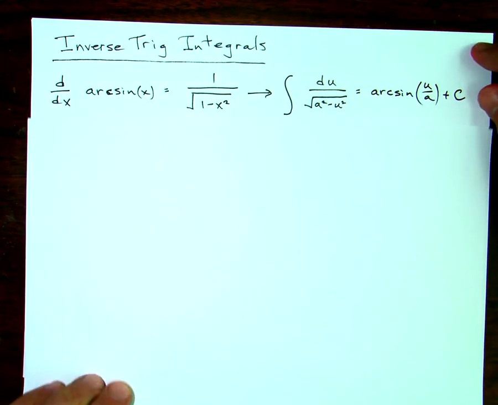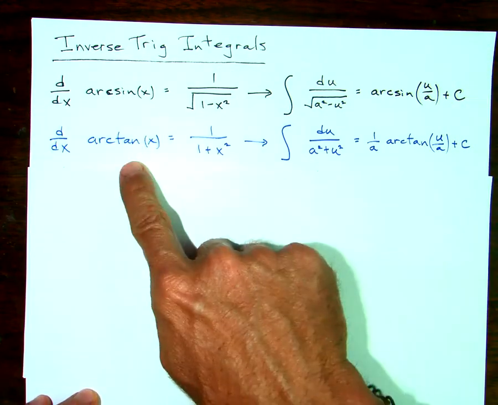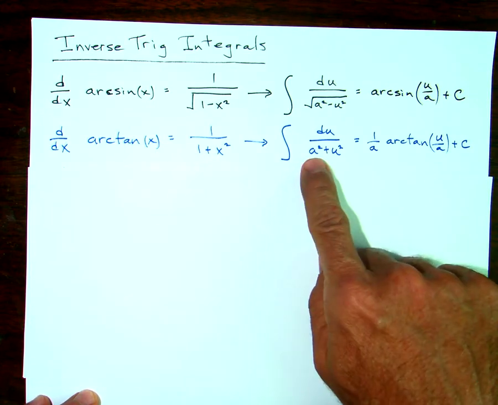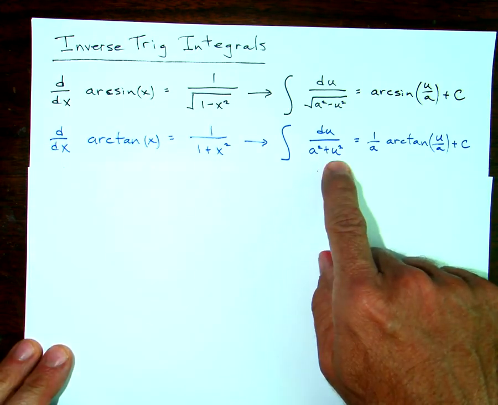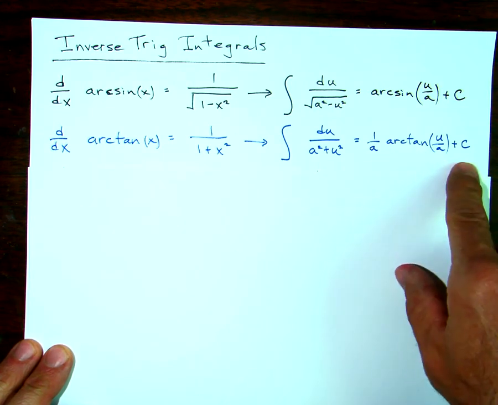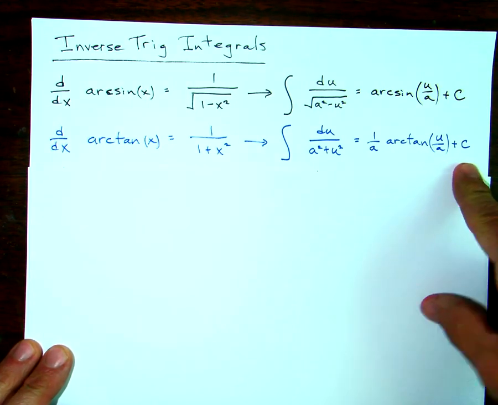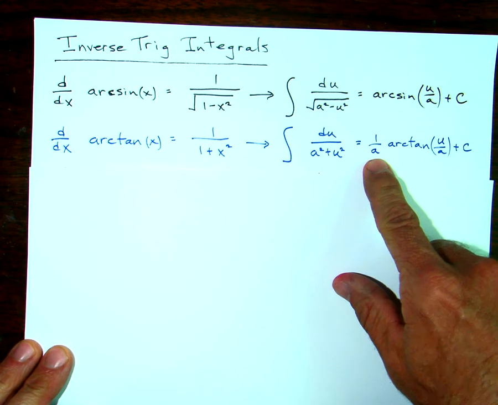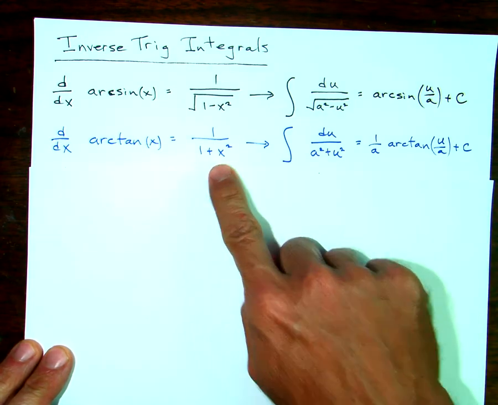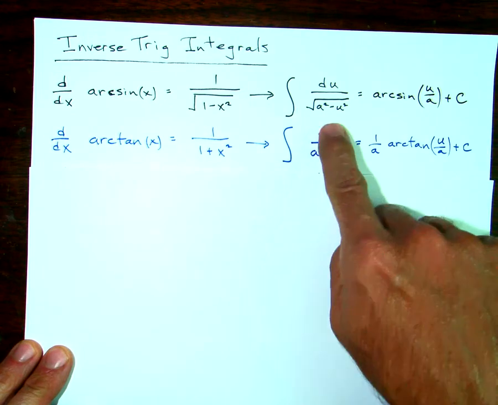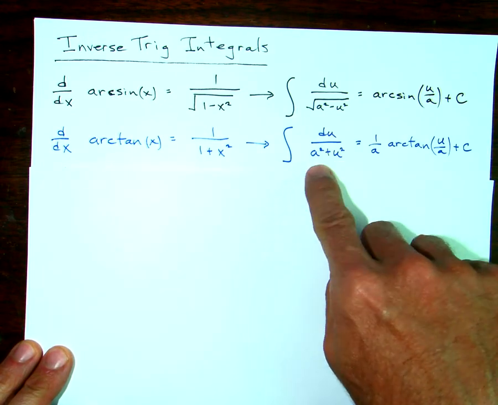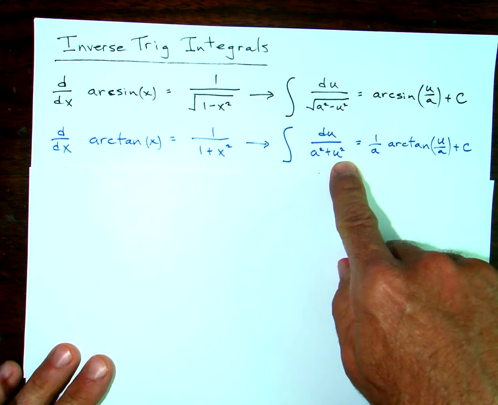Likewise, for arctan, the derivative of arctan is 1 over 1 plus x squared. If I have something of the form a squared plus u squared, then that integral will be 1 over a arctan of u over a plus some constant of integration. Again, if we let a equal 1 and u equal x, we end up with exactly this. Notice the difference in the structure here. It's plus, and there's no square root. So if we end up with basically a number squared plus a function squared, it's going to be arctan.